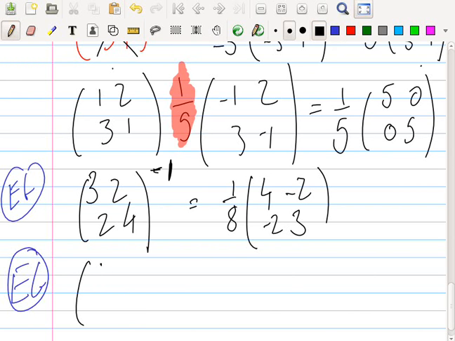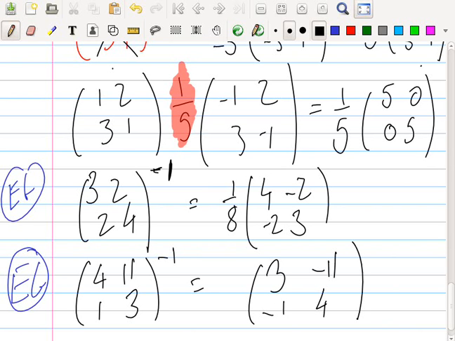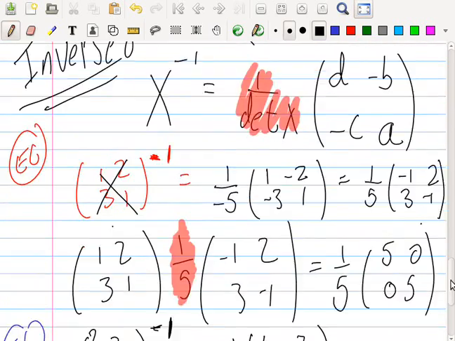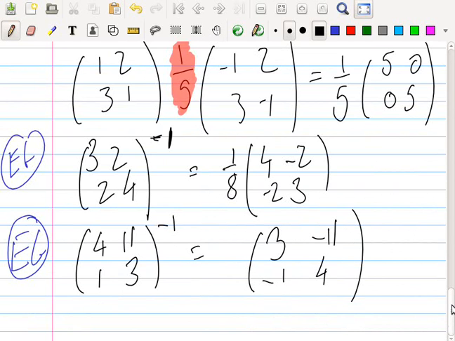Another example. 4, 3, I think I've done something like this earlier. Inverse of this. So 4 times 3, 12. Minus 11 is 1. And 1 over 1 is just 1. So I won't even bother to write the 1 down. 3, 4, minus 11, minus 1. And that's it. I think that was the example I gave near the start, wasn't it? 4, 1, 11, 3. Well, similar to it. It's very nice when the determinant is 1 because then you don't have some messy fraction in the front.